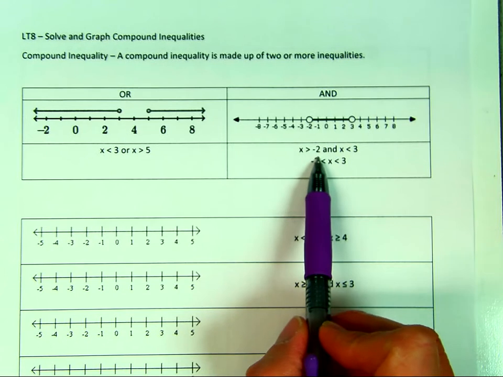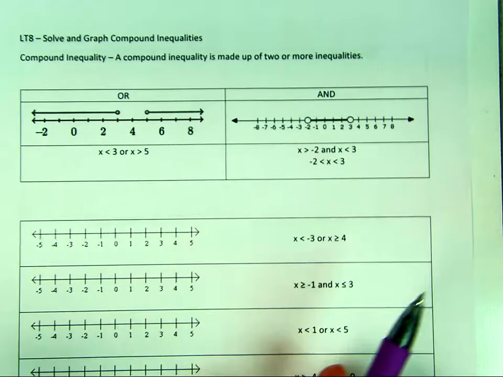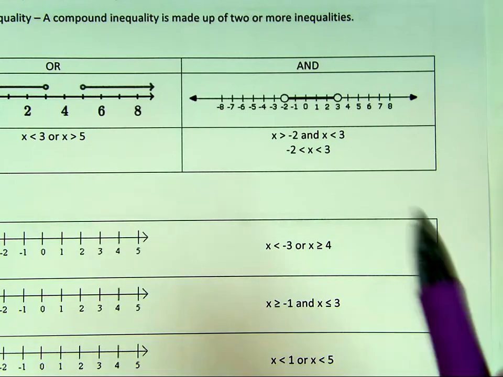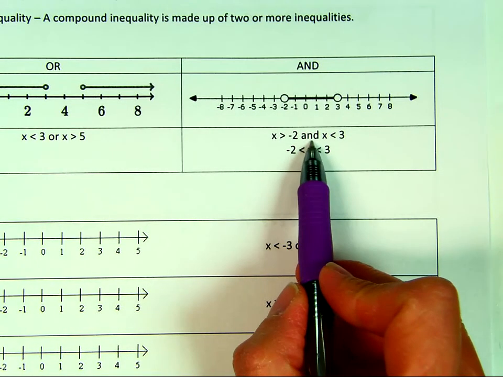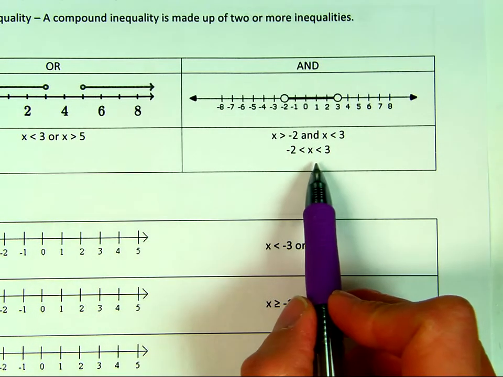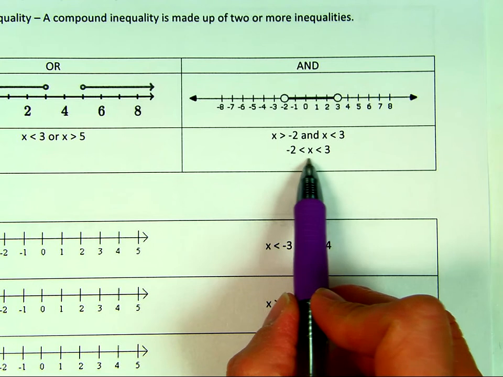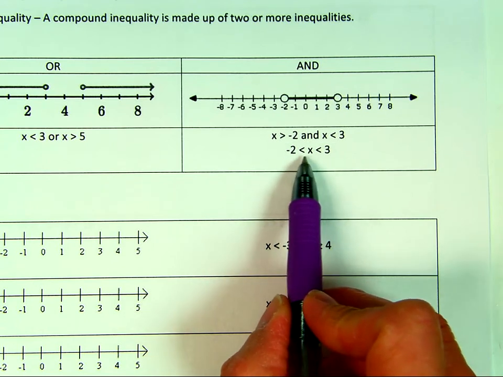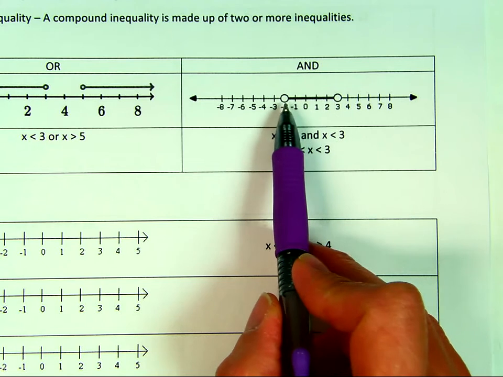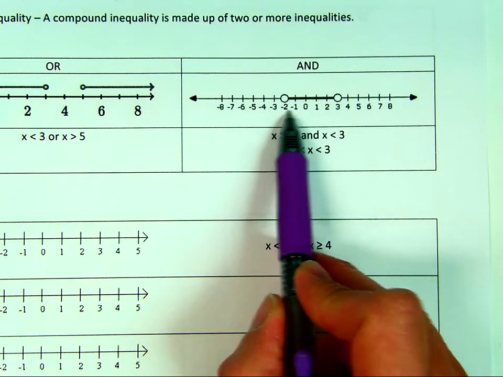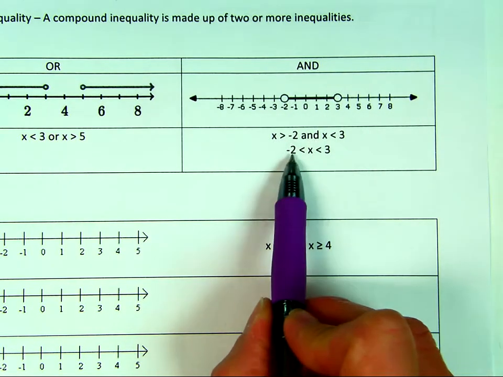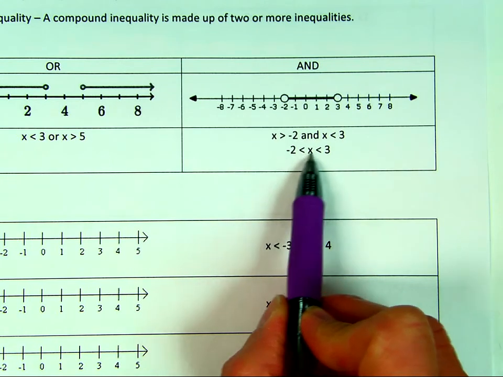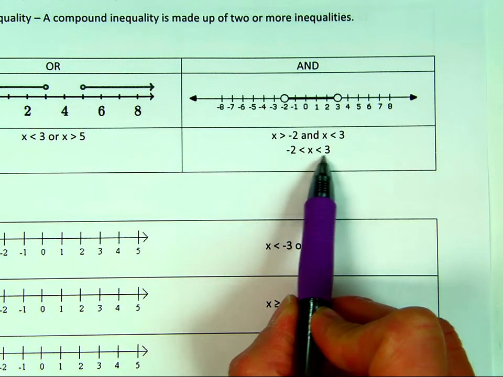So this is an and. There are two ways to write a conjunction, or an and inequality. One is with the word and, kind of like over there where we did the word or. But also you can write it compound like this, where the x is in the middle and it's between two things. So an and is between two numbers. This one's between negative 2 and 3. So if I read it this way, x is greater than negative 2 and less than 3.